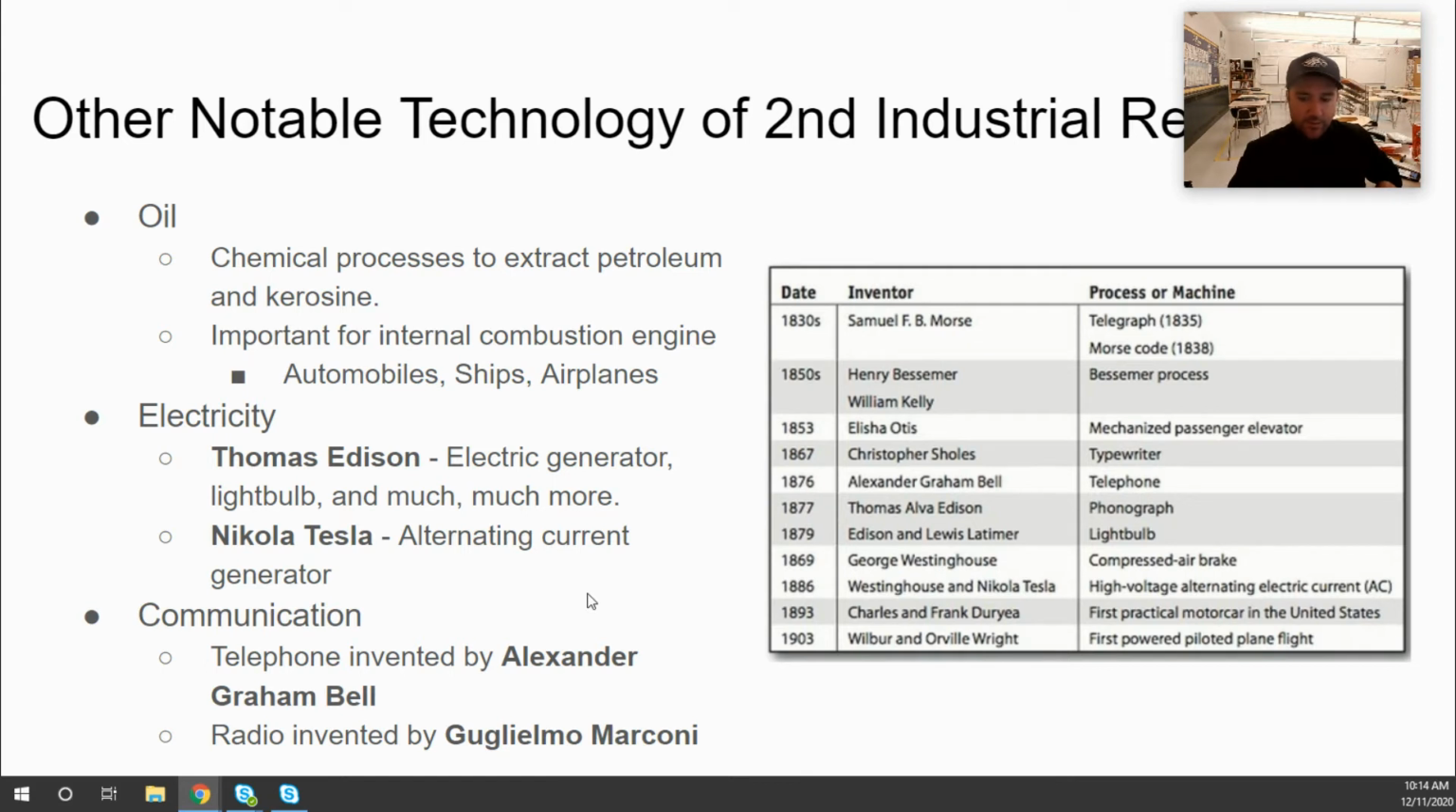Nikola Tesla was big on the alternating current generator, AC. This is important because that's what most of the generating of electricity is in the world today.